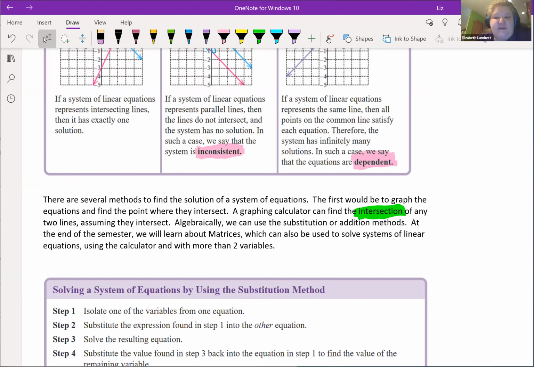Unless they forcibly make me, I don't like asking questions where I force you to use one method over another. There are certainly questions where one method is better than another. Some questions are already set up for the addition method, so just do the addition method. Other questions are already solved for one variable, so you can plug it right in, easy to go.